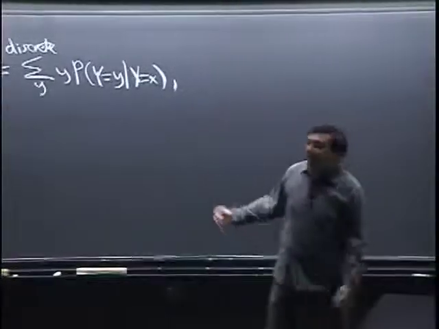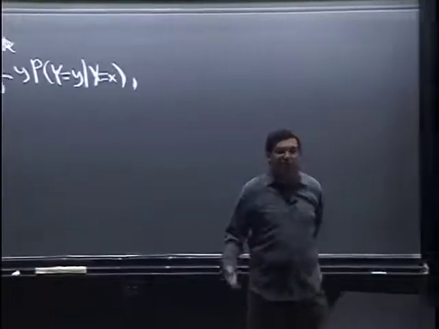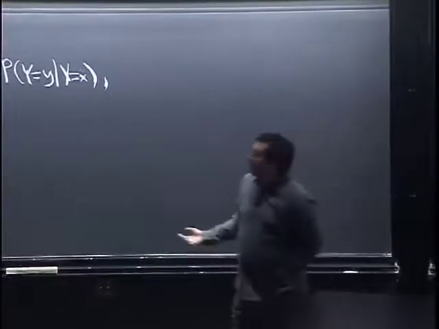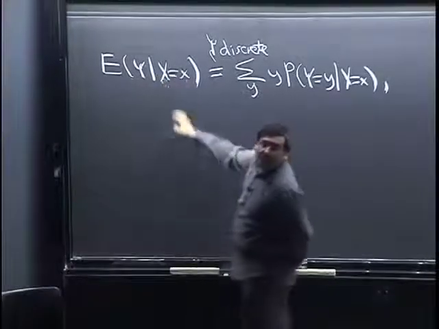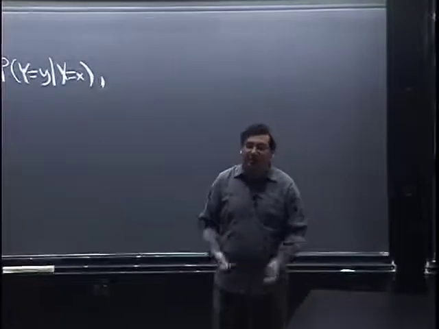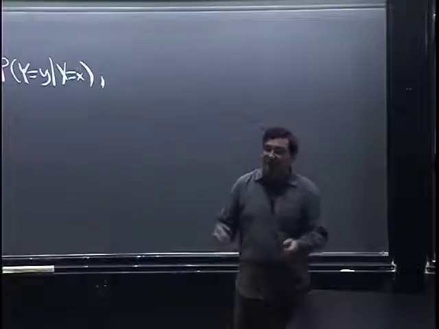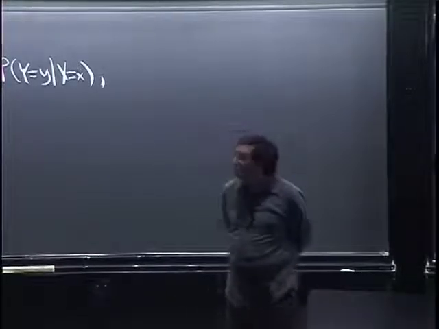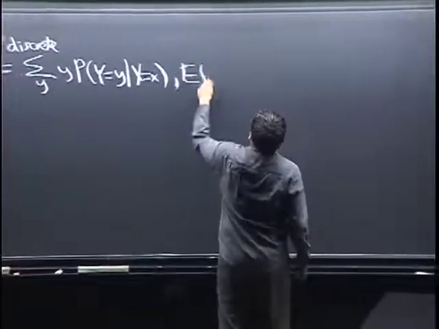That's all this means: we learned that X was equal to x, and so we condition on that information. So it's our best prediction of the value of Y given this information. Best in a certain sense of minimizing, on average, the square of how far off you are, so it minimizes expected squared error. That's the discrete case. Let's also write down the continuous case.